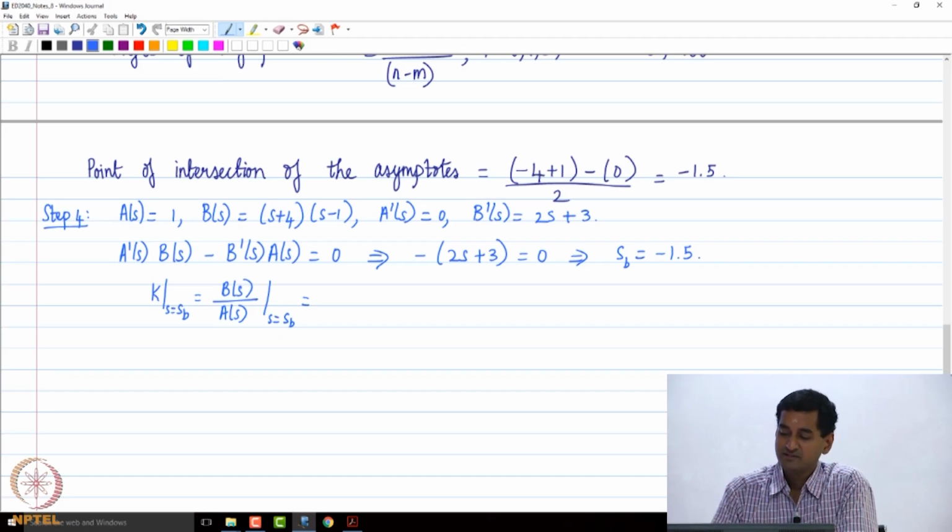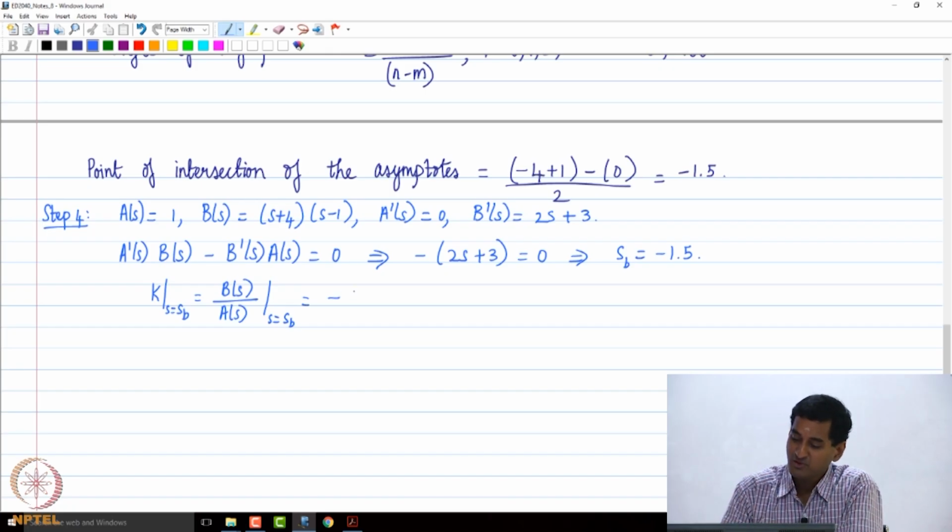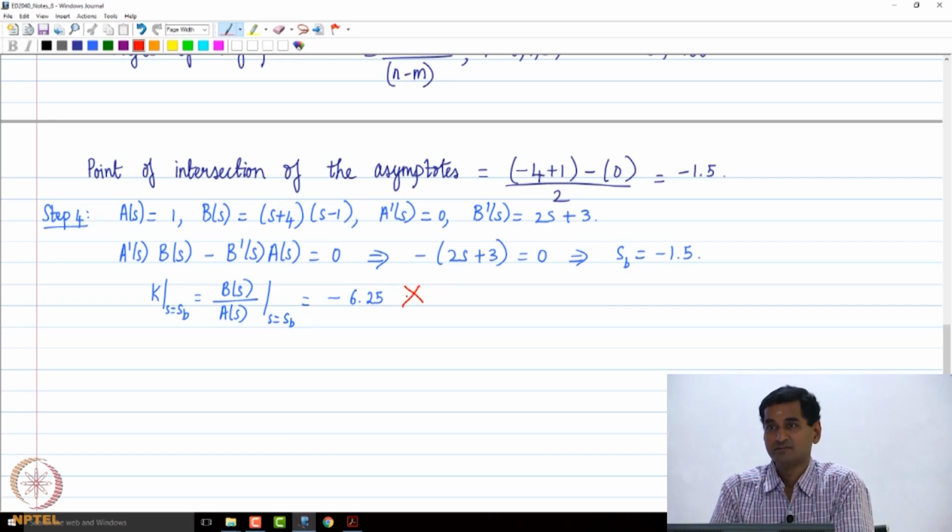Just substitute minus 1.5 in B of s, because A of s is anyway 1, right. What do you get? Minus 6.25, right, and consequently this is not okay. But anyway we could have figured it out. I did not even have to calculate k, but I am teaching you a good process to follow, okay.